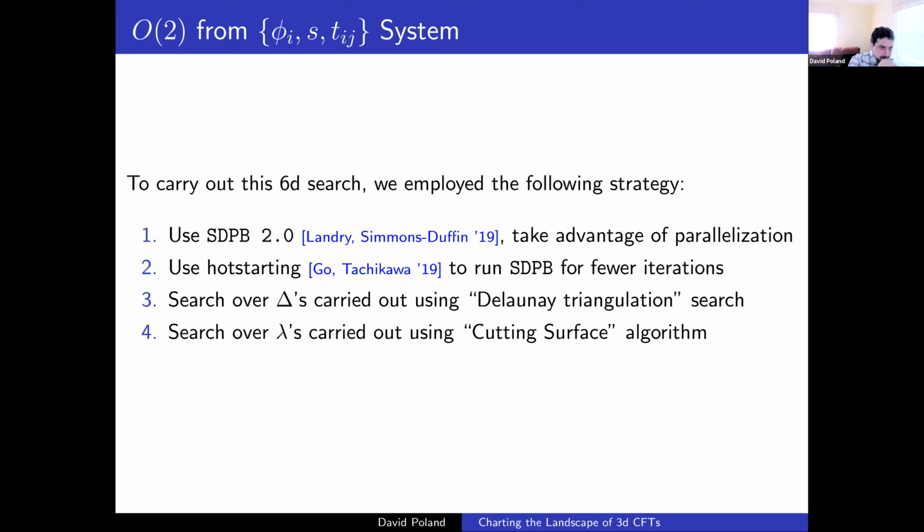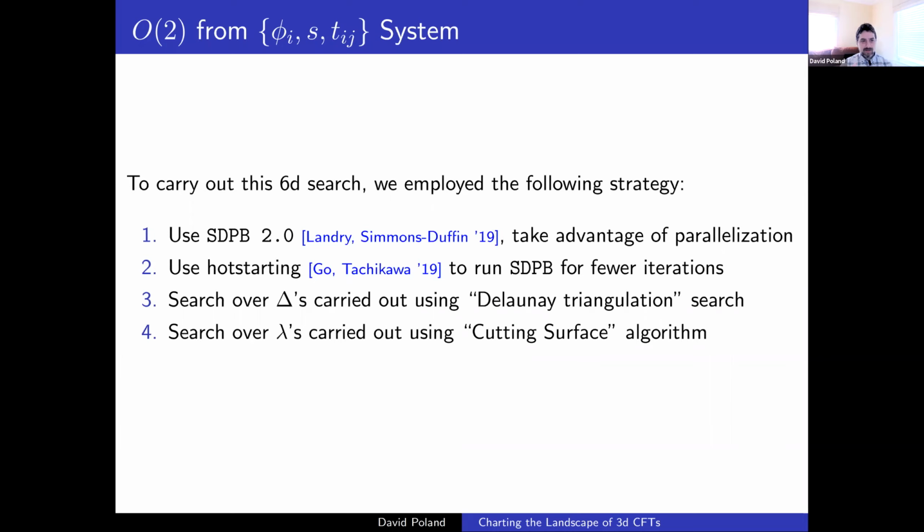We use a technique called hot starting, where you can use the solution for the functional obtained at one point in the 6-dimensional parameter space as the starting point for searching for a functional at another point. And that means you get to run this algorithm for fewer iterations. Then we have to search through the 6-dimensional parameter space.